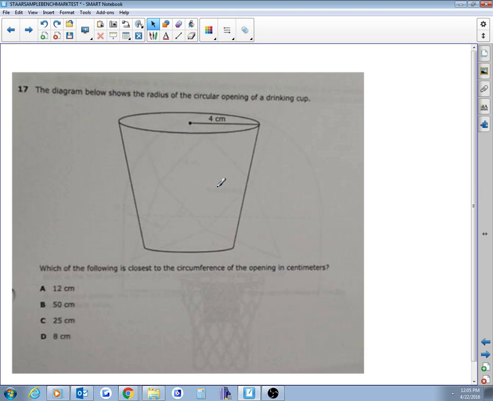Number 17. The diagram below shows the radius of the circular opening of a drinking cup. Wow, they even tell us it's the radius. It's half the diameter, but they're telling us the radius. So our radius is 4. We're going to look at our formula chart, and there are 2 formulas we could use. We could use circumference equals 2 times pi times our radius, or circumference equals pi times the diameter. And it also tells us pi is roughly 3.14.